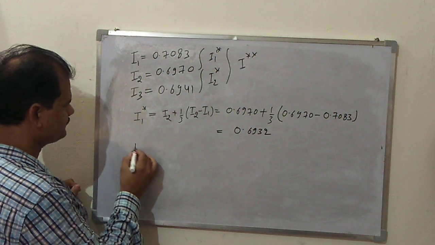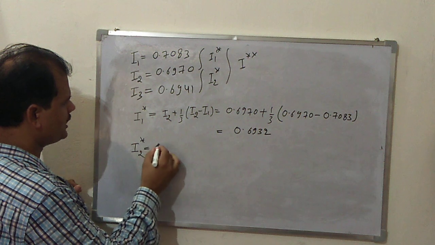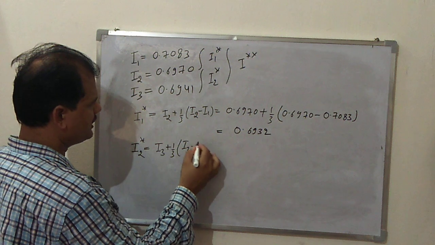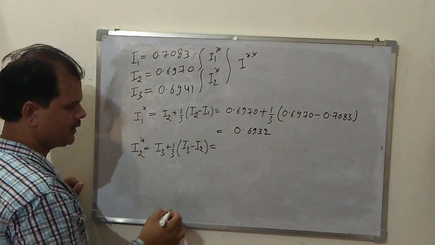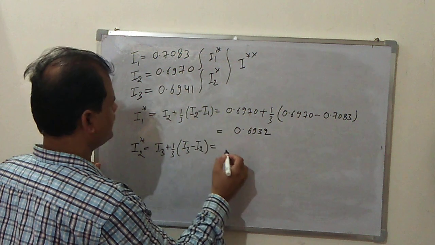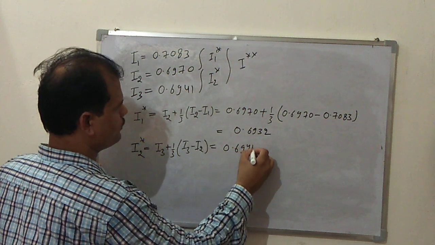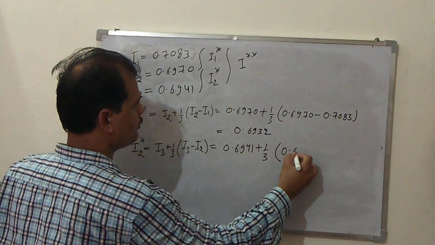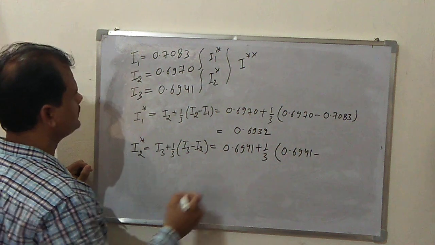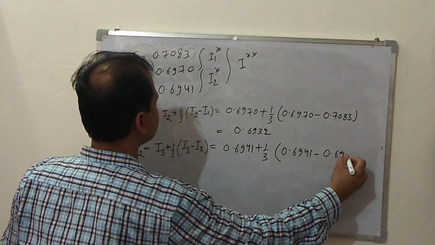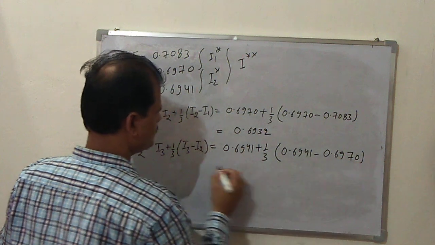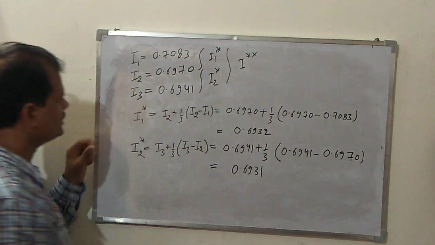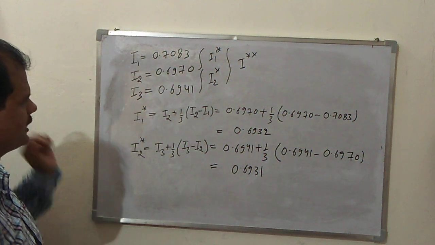So we can get I2 star equal to I3 plus 1 by 3 times (I3 minus I2). I3 equal to 0.6941 plus 1 by 3 times (0.6941 minus I2, which is 0.6970). If we simplify, we get 0.6931. So these are I1 star and I2 star.